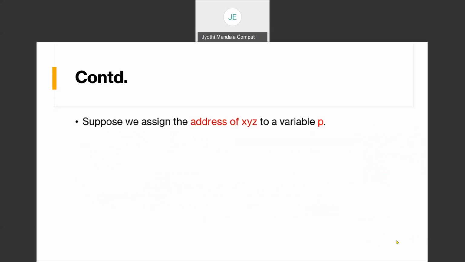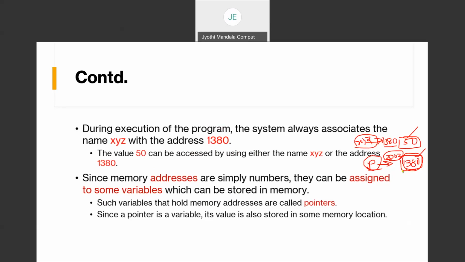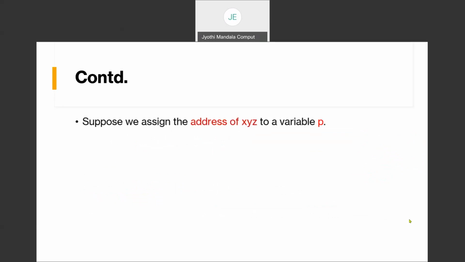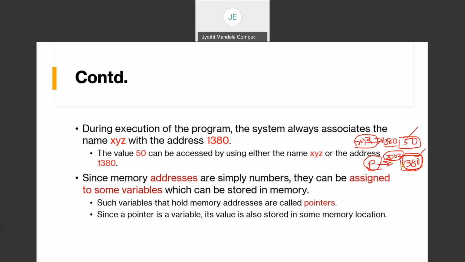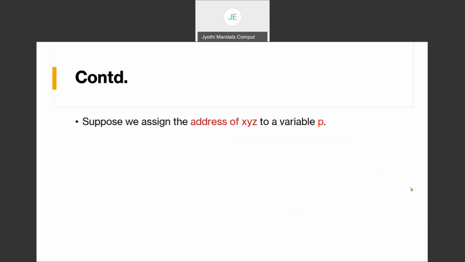Now let us consider one simple example. Suppose we want to assign this address to this pointer variable. Then how can we assign that? You want P to store the address of 1380, that means the address of XYZ. How can that be done? You can do that by simply writing like this: P equal to ampersand of XYZ.